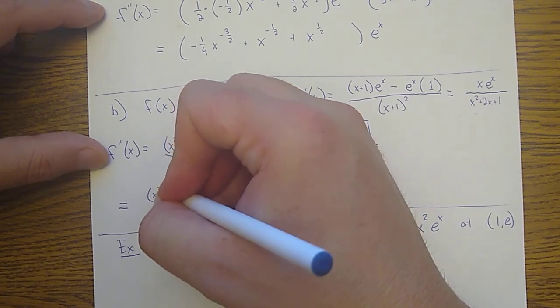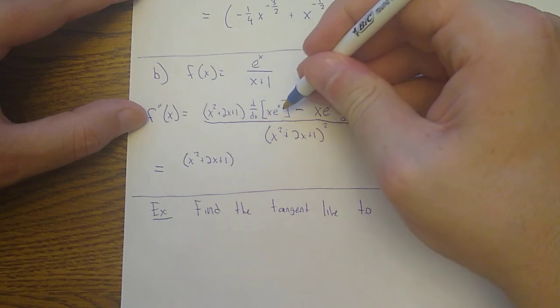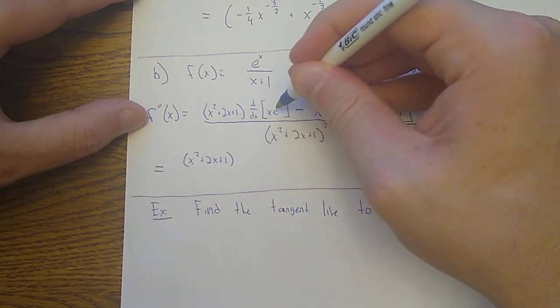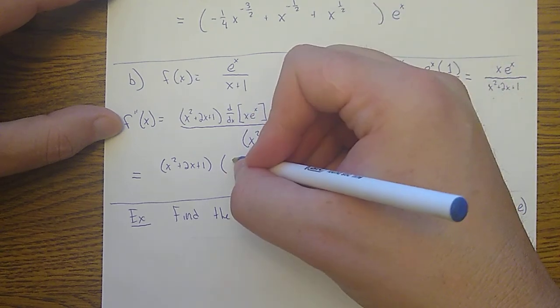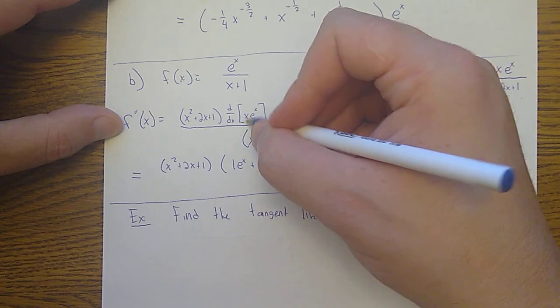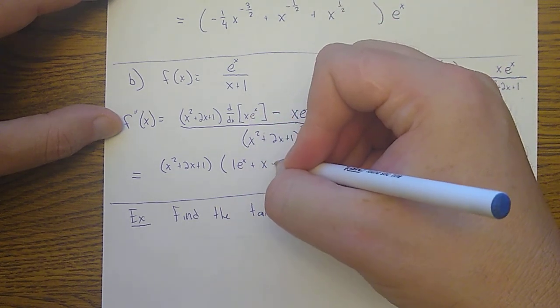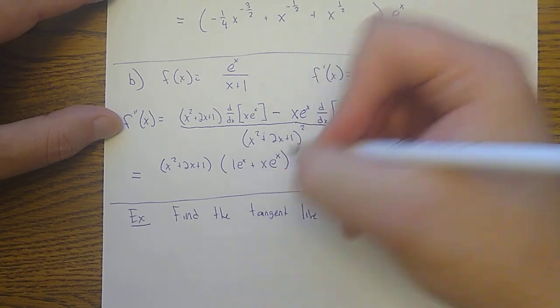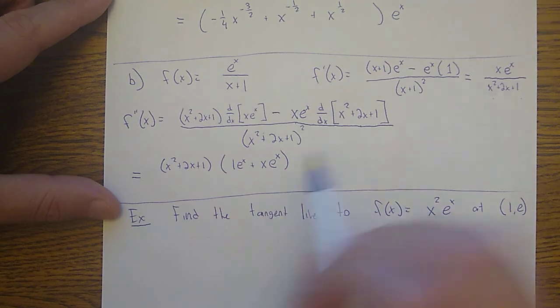So this is x squared plus 2x plus 1. Okay, so what's the derivative of this? This is where we use the product rule. So the derivative of x is 1. So I do the derivative of x and I leave e to the x alone, and then I have a second part where I leave x alone and I do the derivative of e to the x, which is just e to the x. So that's that.